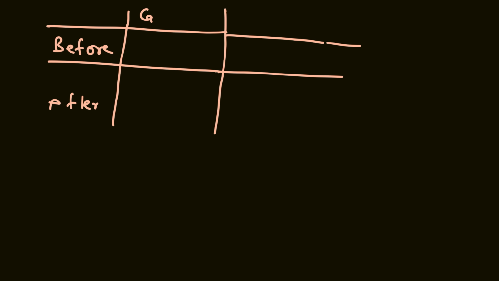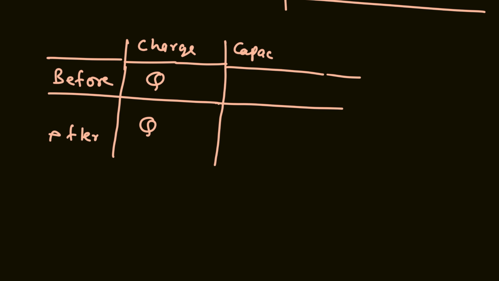Capacitance, charge, order by able to use here. Charge: before Q, after insertion of dielectric also Q. Then capacitance: before C, now becomes K times of C.